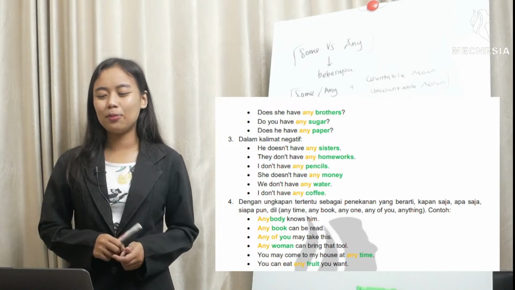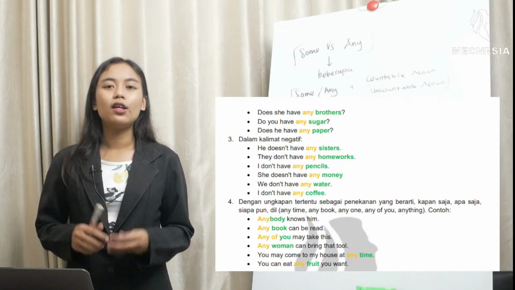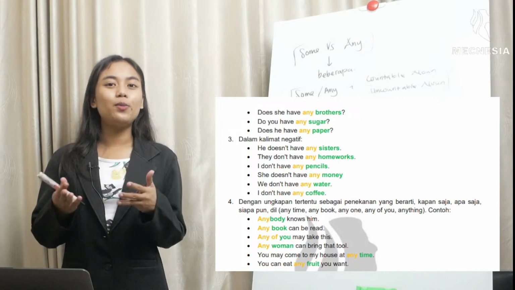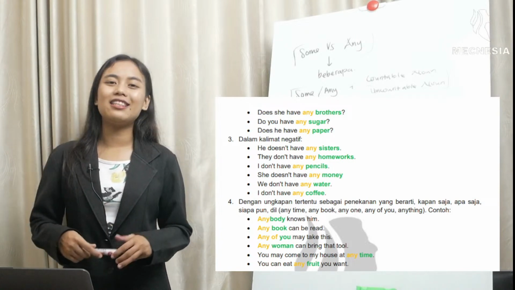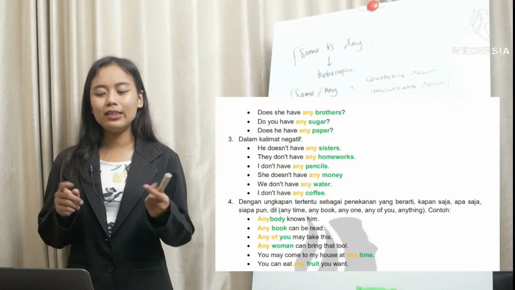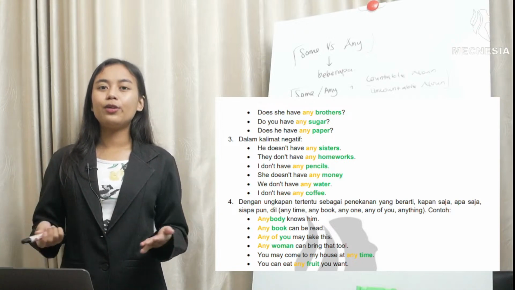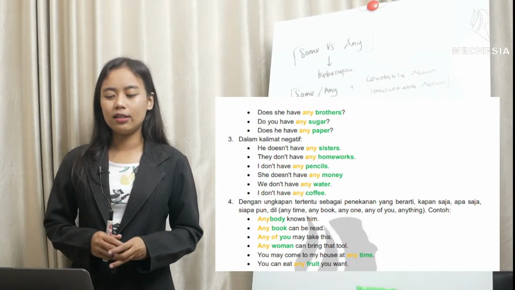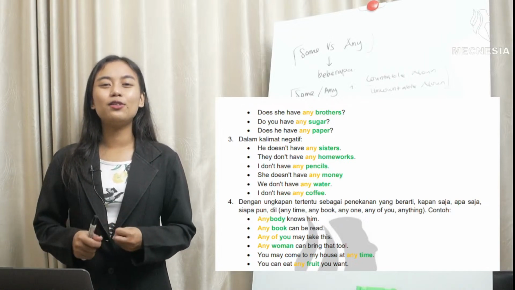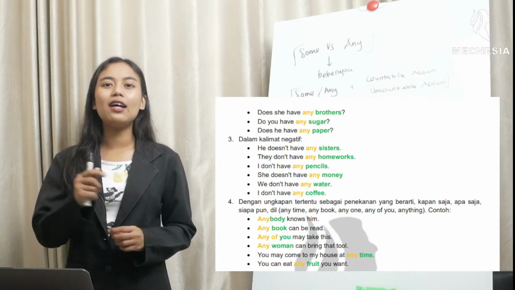And then next kita punya, you may come to my house at any time. Kamu bisa datang ke rumahku kapan aja. Next we have, you can eat any fruit you want. Kamu bisa makan buah apapun yang kamu mau. So when you use any yang berarti pun, the noun gak usah dipluralkan.